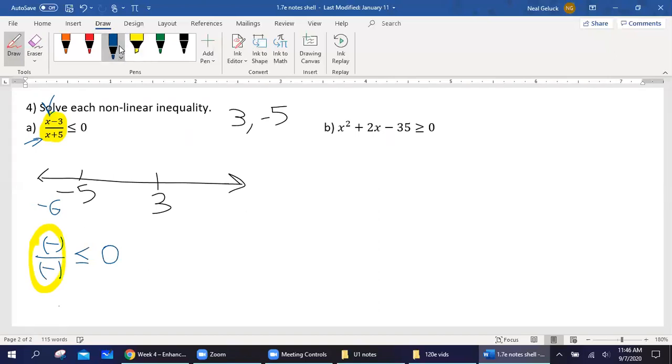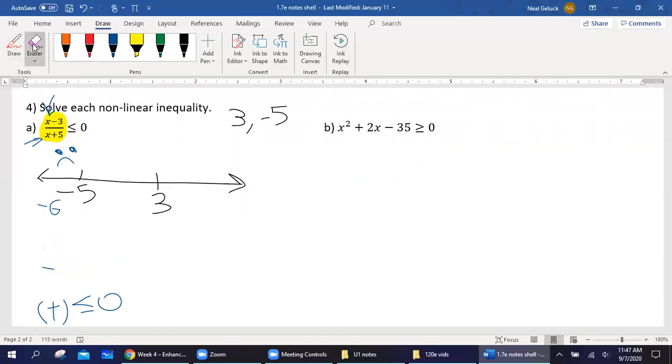And ask yourself, okay, well, are positive numbers less than or equal to 0? No. Positive numbers are bigger than 0. So the number I tested here did not make the inequality work. That means anything that's to the left of negative 5 doesn't work. I'm going to put a little sad face over there. Nothing over there works.